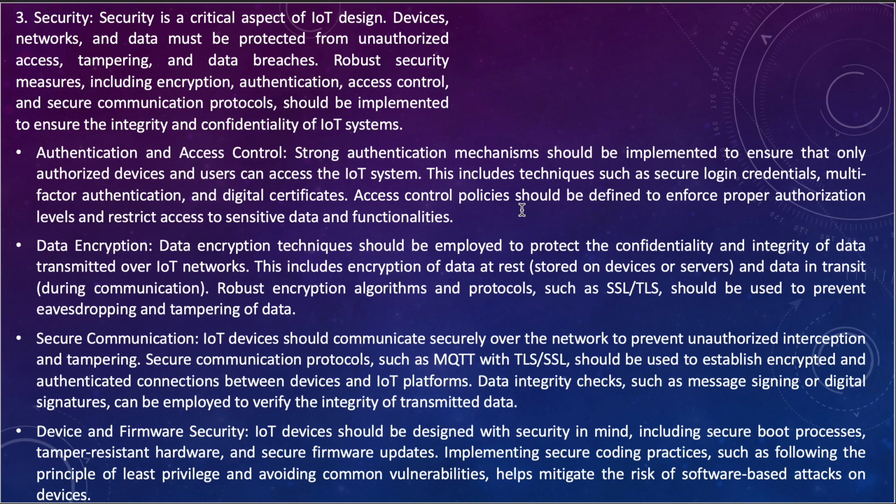Then data encryption. Data encryption techniques should be employed to protect the confidentiality and integrity of data transmitted over IoT networks. This includes encryption of data at rest, stored in devices or servers, and data in transit during communication. Robust encryption algorithms and protocols such as SSL, TLS should be used to prevent eavesdropping and tampering of data. So this is the example I was talking about, WhatsApp.